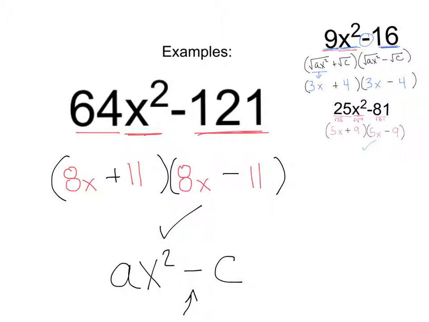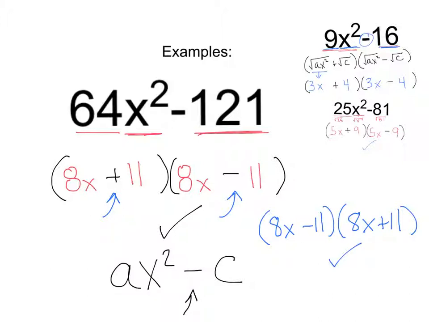The last question that we always get asked is, well, why do you always put the plus first and the minus second? Does it matter if I switch it around? And the fact is, it doesn't. You could rewrite this as 8x minus 11 times 8x plus 11, and it will have no difference on your final answer. So write whatever works best for you.